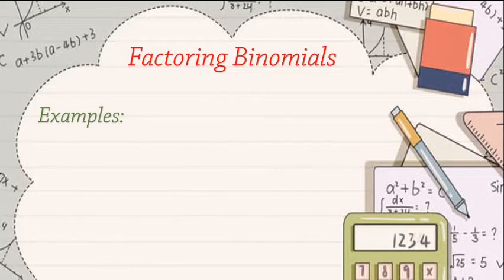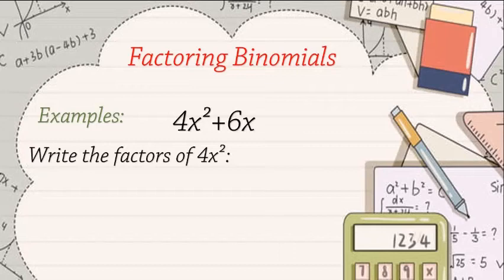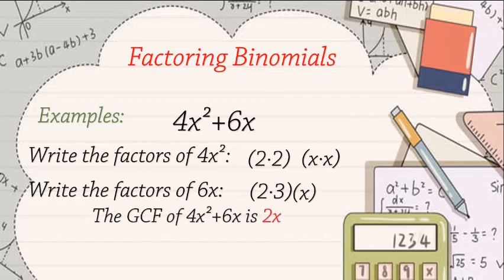Let's try another example. Let's try 4x squared plus 6x. Let's try to find the factors of 4x squared first. What's the factor of 4? It is 2 and 2. And the factors of x squared are x and x. How about the factors of 6x? The factors of 6 are 2 and 3, and the factors of x is still x. Now, the GCF is 2x.